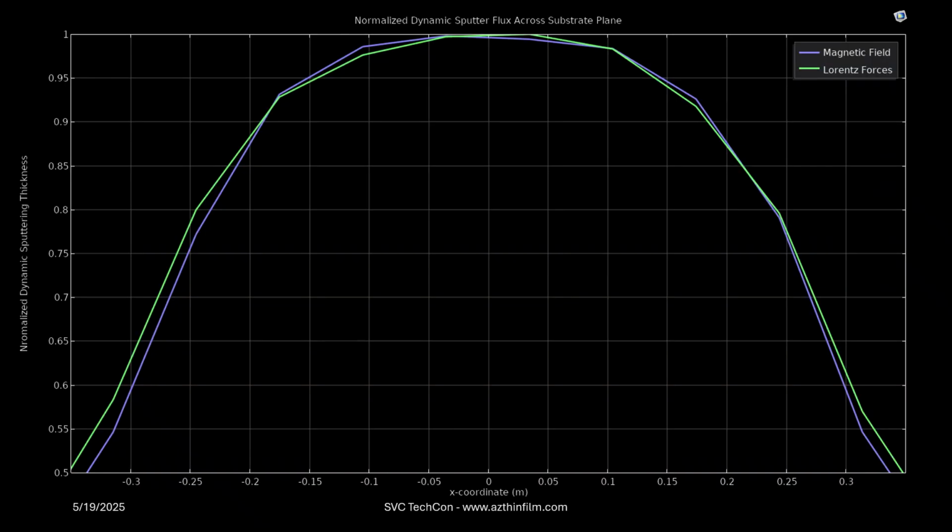Now, when we plot the deposition profile of both of these, the magnetic field in blue and the Lorentz forces in green, we can see that they're very similar. When we put the uniformity zone on there, we can see that they're both basically within that plus or minus 2%. The Lorentz forces fall a little off on the left-hand side, but overall, they're pretty similar. Both of these are static fields, so they're completely using just the static electric field and the static magnetic field.